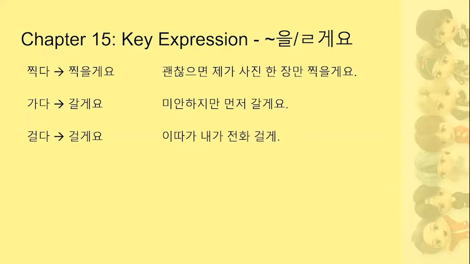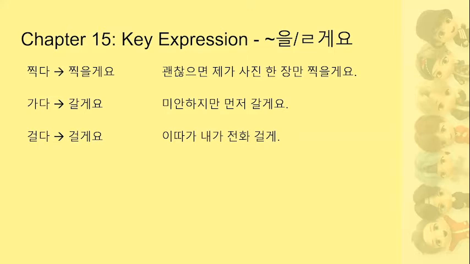So let's look at the conjugations. First, we have a verb ending in a consonant with 찍다. For this, it's really easy. Just take off 다 and add 을게요. So we get 찍을게요. The example sentence, 괜찮으면 제가 사진 한 장만 찍을게요. So that means if it's okay, I will take a photo. And they're specifying one photo, but you could just say a photo in English.